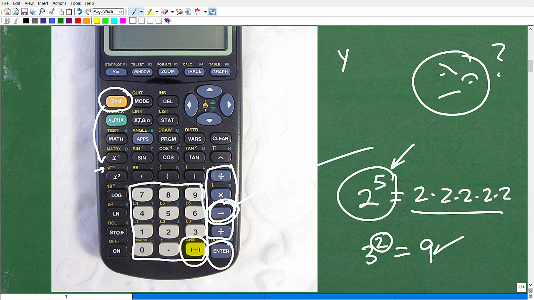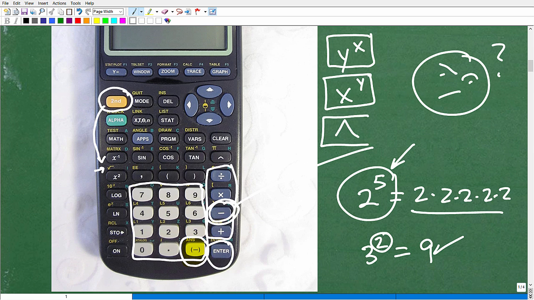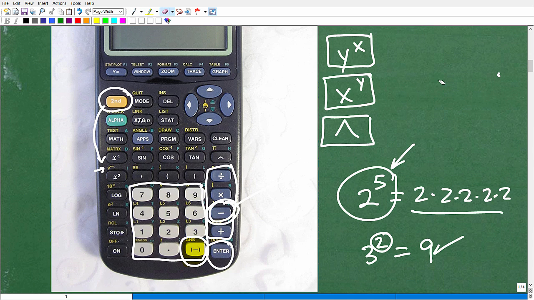You're either going to have this, or your scientific calculator would have something like this, but in this case, I don't see that button. So this is the button that we're going to be using. This is called a caret. And I don't know why that's called a caret. I'm sure somebody smarter than me knows why this is called the caret function.